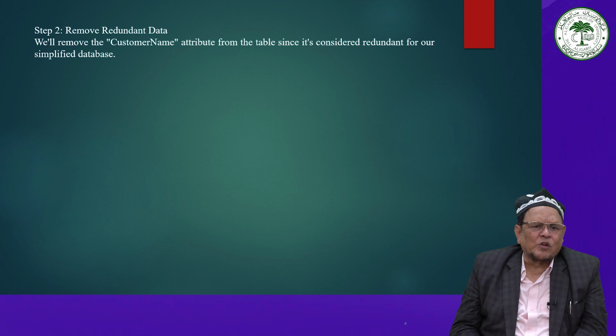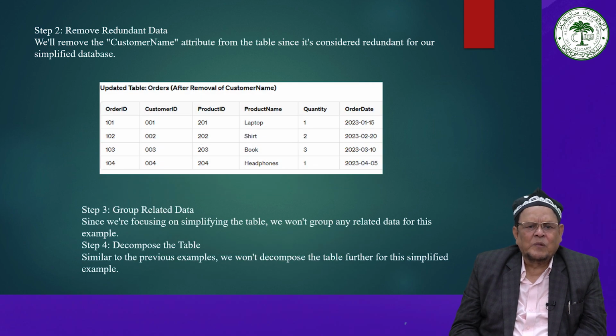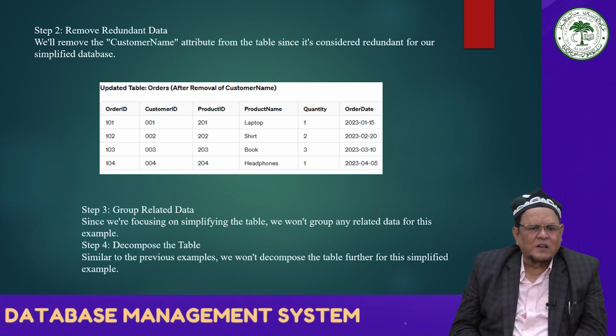The next step, remove the redundant data. We will remove the customer name attribute from the table since it is considered redundant for our simplified database. So you can see on the screen, the table contains only these attributes: order ID, customer ID, product name, quantity, and order date. Then we switch to the third step, group related data.